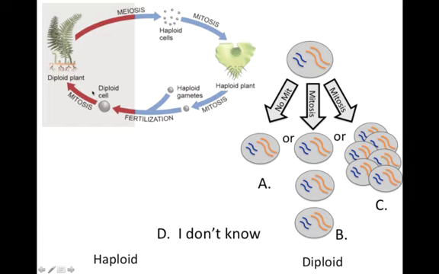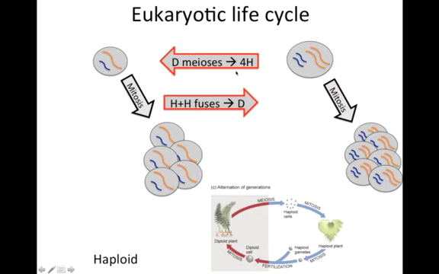Okay, now what about our diploid stage? So that's our diploid cell that undergoes mitosis to give rise to a multicellular organism. So in this case, we'd want to also go with C. So we could summarize the life cycle of this plant, of this fern, in this way: multicellular haploid, multicellular diploid.